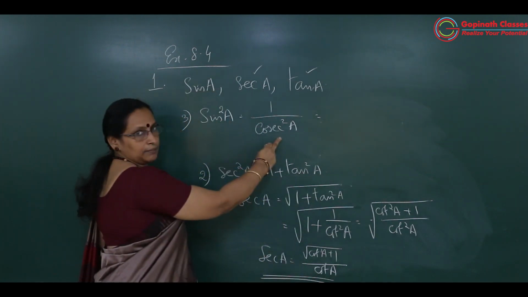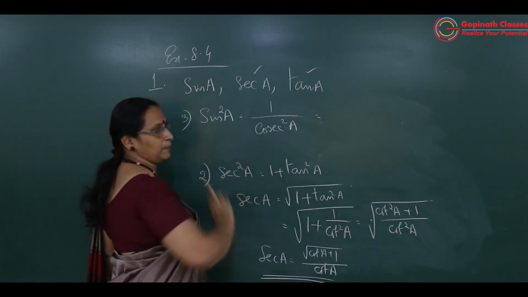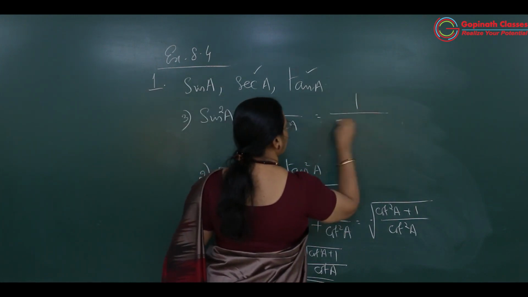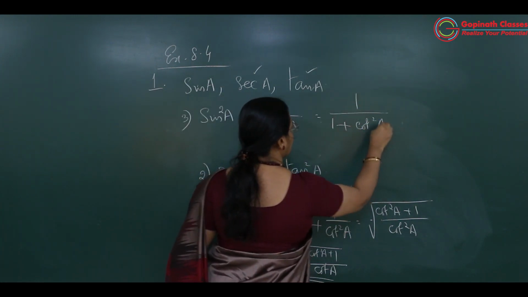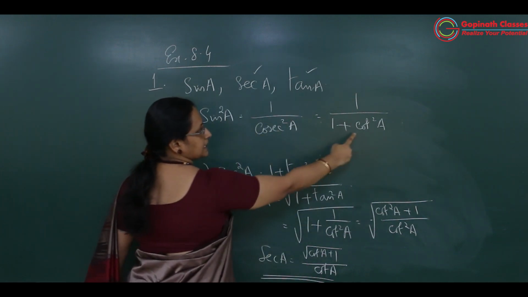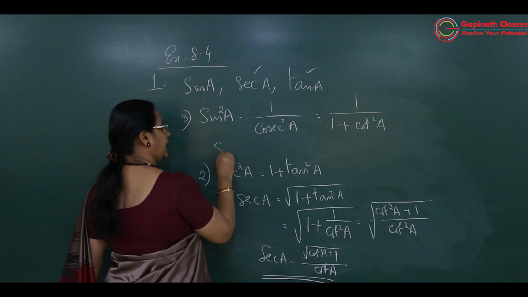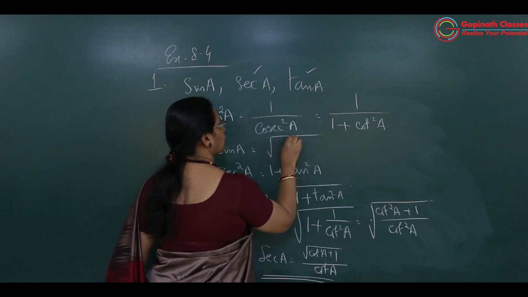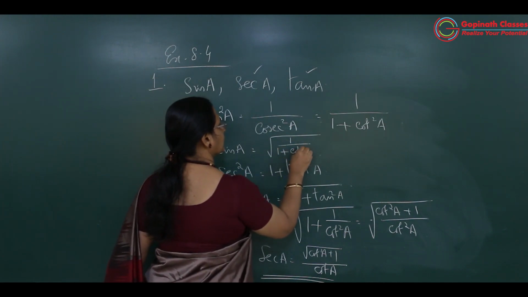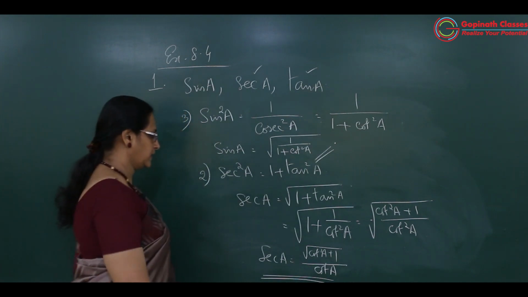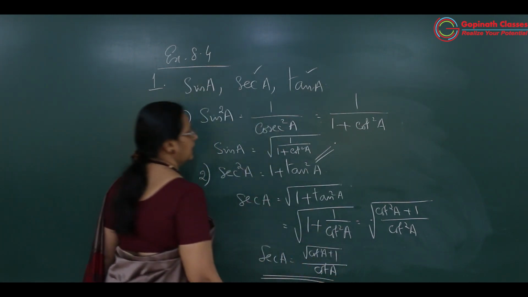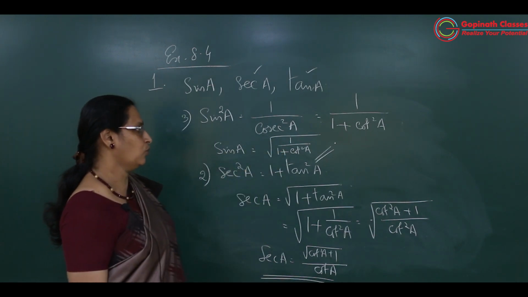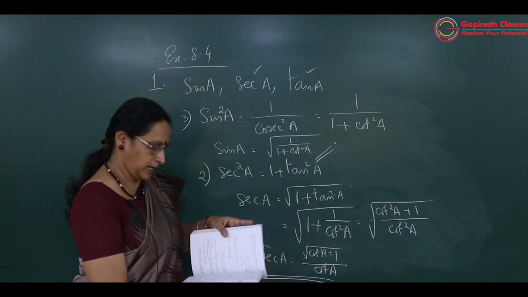So sin is nothing but cosec ka reciprocal hai. So sin square A is 1 upon cosec square A. And you know the identity, cosec square A is 1 plus cot square A. See, sin is reciprocal of cosec, cosec is connected with cot. Now we want sin A to be expressed in terms of cot A. So sin A will be under root of 1 upon 1 plus cot square A. So you can see sec A is expressed in cot A, tan A is nothing but 1 upon cot A, and sin A is also expressed as under root of 1 upon 1 plus cot square A.